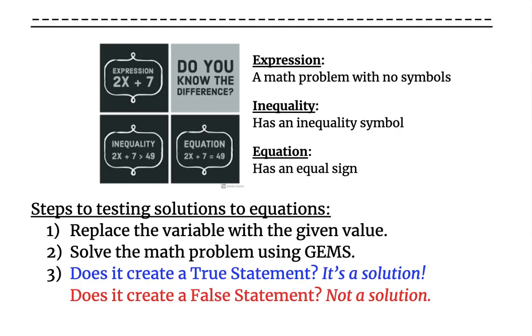There are three main steps to testing whether you have a solution to an equation. First is you're going to replace the variable with the given value. What that means is the problem will give you a value to test as the solution, and all you're going to have to do is replace the variable. And then you're going to solve the problem using order of operations, or GEMS. And at the end, it's either going to create a true statement or a false statement. If it's a true statement, then congrats, you have a solution. It works. If it creates a false statement that doesn't make any sense, then you can be pretty sure that number doesn't work. It's not a solution.